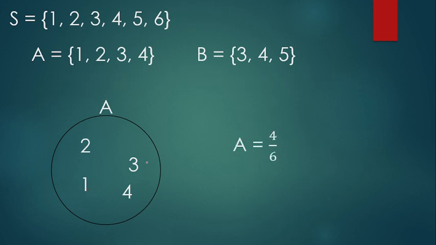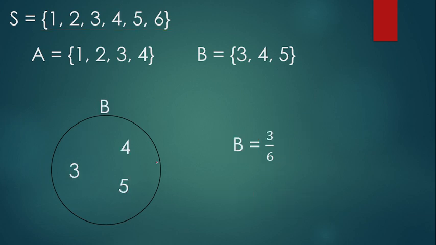What are the elements of A? We have 1, 2, 3, 4, correct? And with that, if you're going to get the probability of A, it is 4 out of 6 numbers, or 6 sample space. That's why the probability is 4 over 6 or 2 over 3. Okay pa? Gets? Alright, so what is next?